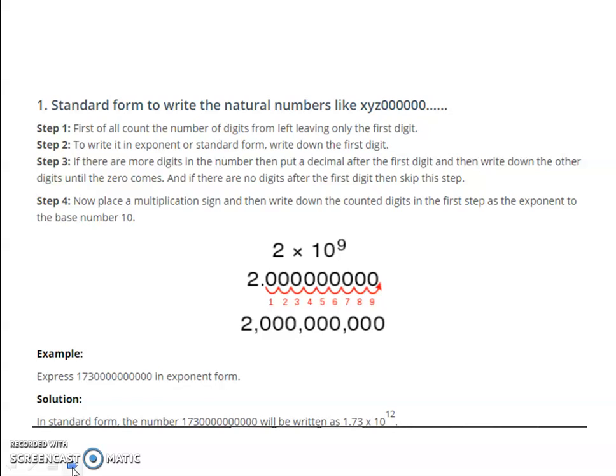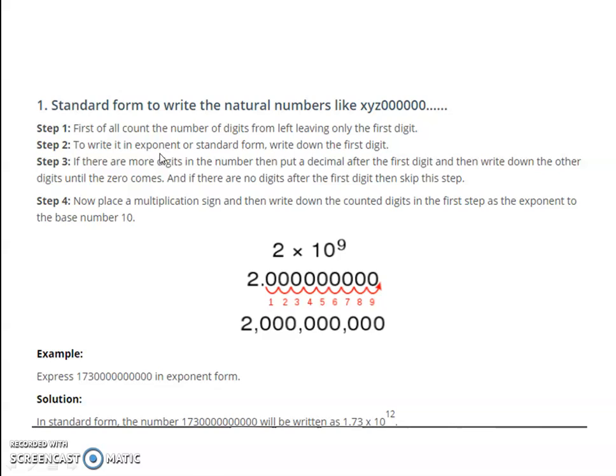Standard form to write natural numbers like x, y, z followed by zeros. The first step is to count the number of digits from the left, leaving the first digit. So you are leaving the first digit and counting the digits after that: 1, 2, 3, 4, 5, 6, 7, 8, 9. 9 digits are there and they are all zeros here. So you will write 2 into 10 raised to 9.